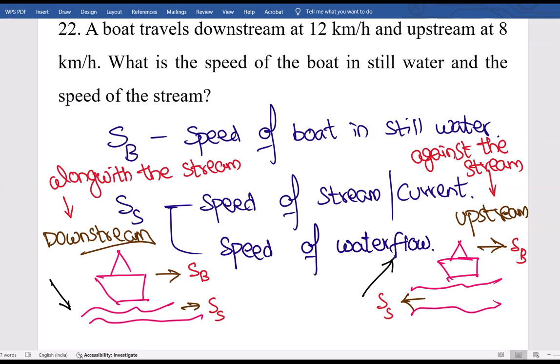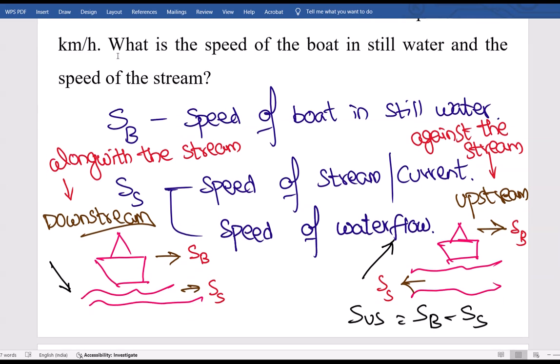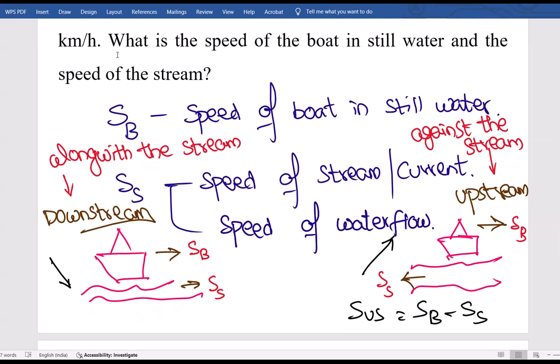Or else, take an exactly matching situation. You are traveling opposite to the wind on a bike. You are riding a bike opposite to the wind. Will your speed increase or decrease? Opposite to the wind, your speed will decrease. So here opposite also decreases, minus coming. Speed of upstream is actually SB minus SS. Sir, opposite, then why are you subtracting? That's what: when you're riding a bike opposite to the wind, your speed will decrease. When you're riding the bike along with the wind, speed will increase. So plus here.